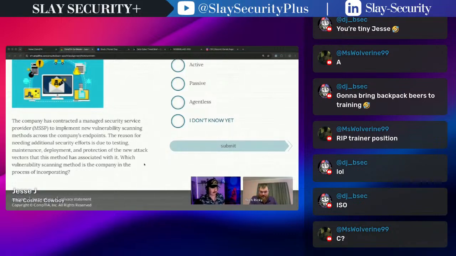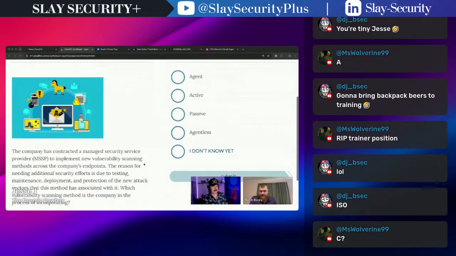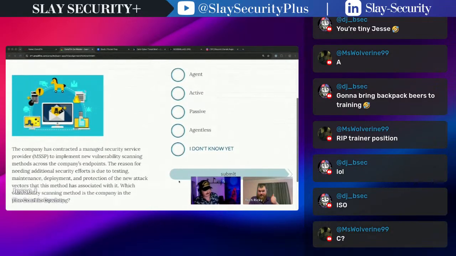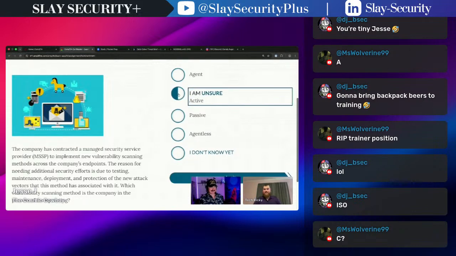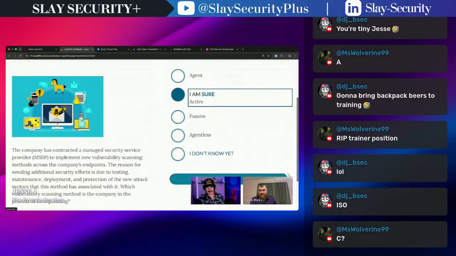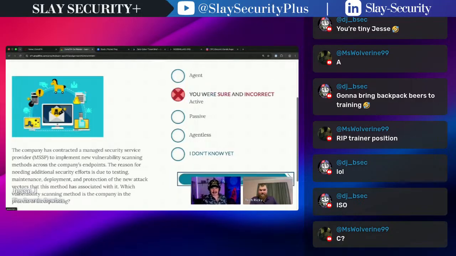What's the top answer? Agent, active, passive, agentless. The company has contracted management with the new vulnerability scanning methods across company's endpoints, due to testing, maintenance, deployment. I'm gonna go active. I'm gonna go with active because of the word active. I bet it's agent based.